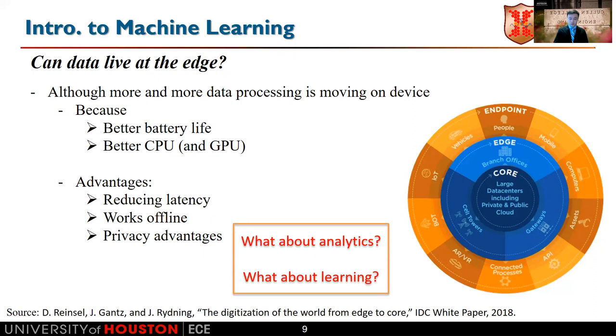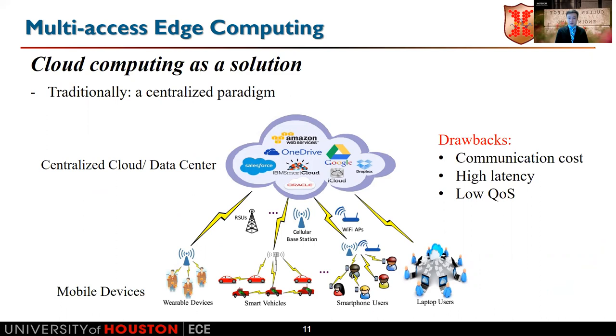In order to relieve the pressure of data processing, one solution is to use cloud computing. Traditionally, cloud computing is in a centralized paradigm. All the mobile devices need to upload their data to the centralized cloud or data center in a wired or wireless manner. And the data will be processed, or the task will be executed in the cloud.